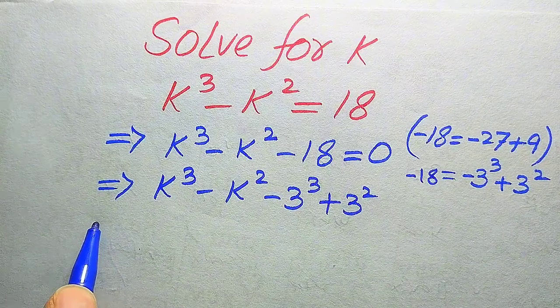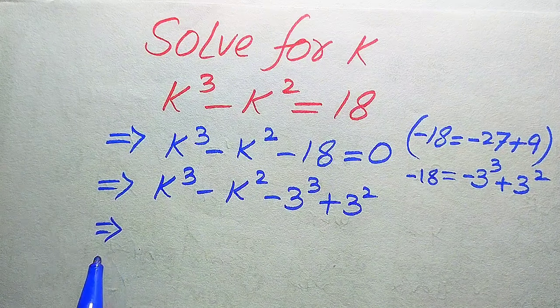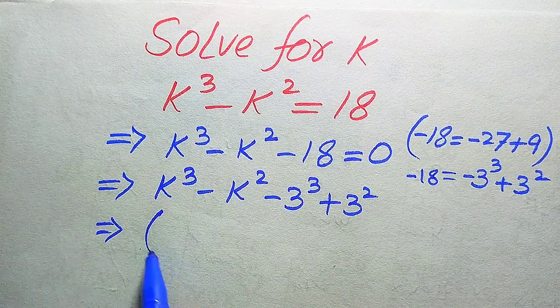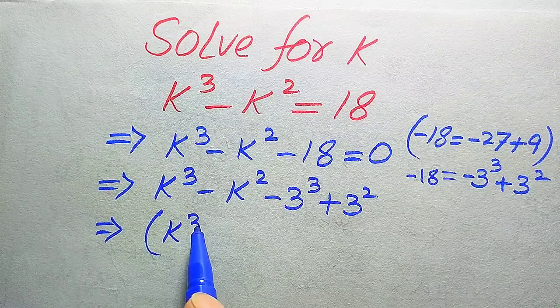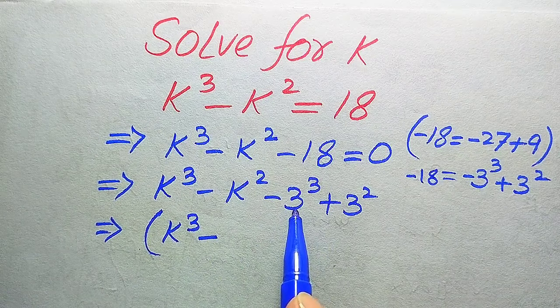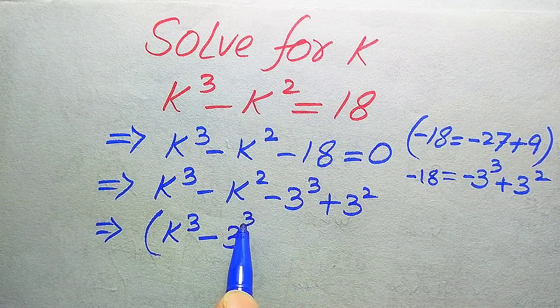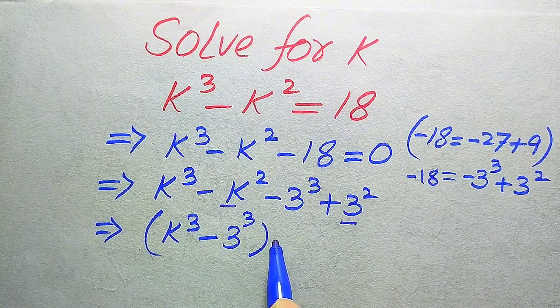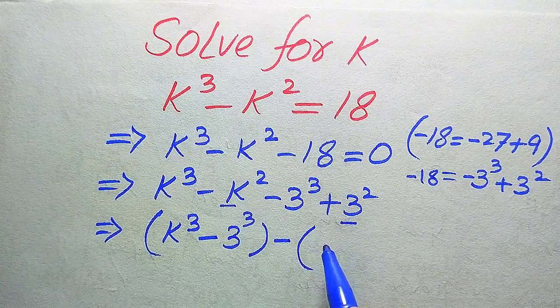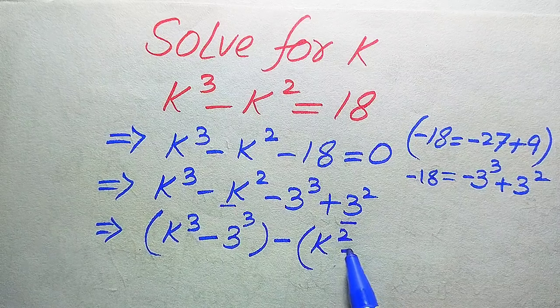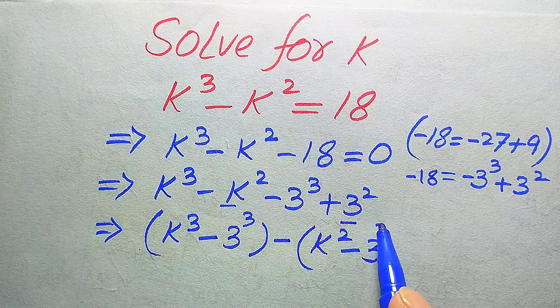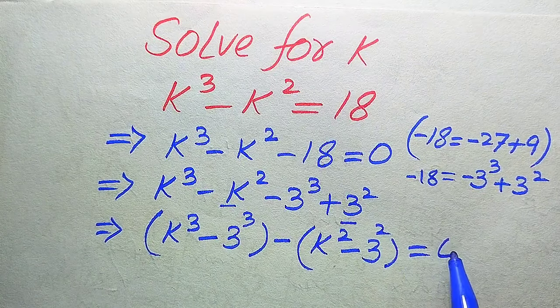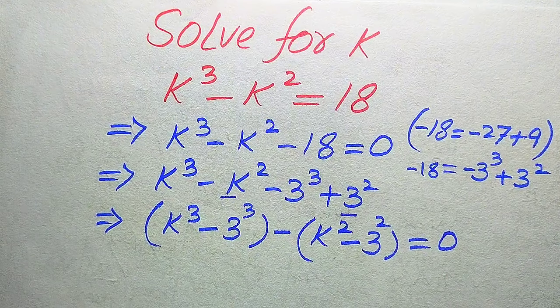Okay, and now we need to make pairs of cubic term with cubic term and square term with square term. So we have the cubic term k cubed minus, and from here the cubic term is 3 cubed, and here we need to take a common negative sign from these two terms, and after taking it common we get k square minus 3 square, and this whole equation is equal to 0.